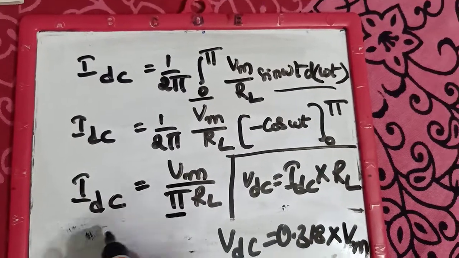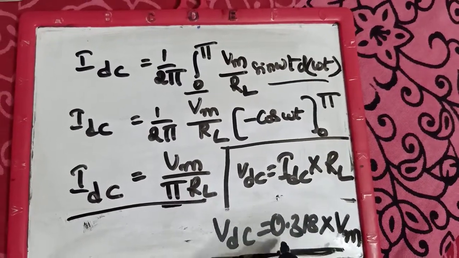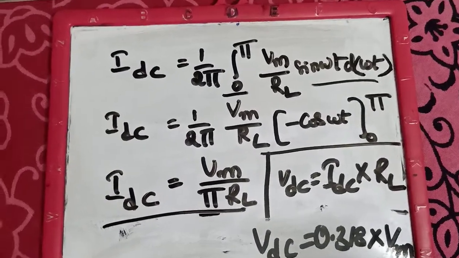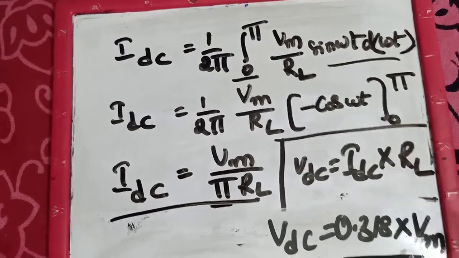Using the IDC and VDC equations, we can determine a number of factors like the RMS value of current, efficiency of the half-wave rectifier, ripple factor and form factor, etc.